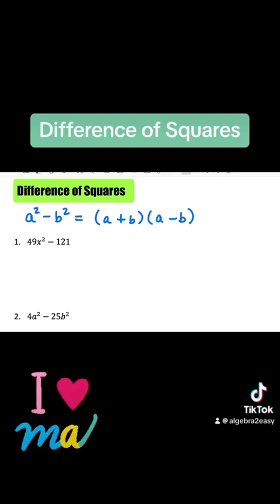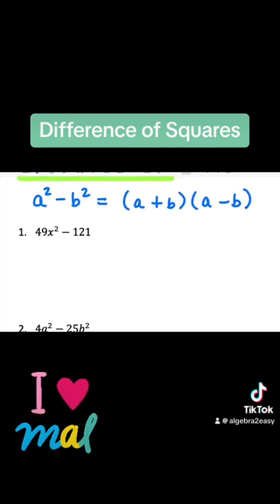So look at number 1. Number 1, 2 terms, check. Difference, check. And then also notice when I look at it at first glance, I look at 49, my eyes go straight to 49. I was like, ooh, that's a perfect square. Same thing with 121. Perfect square, okay? So we're good to go.